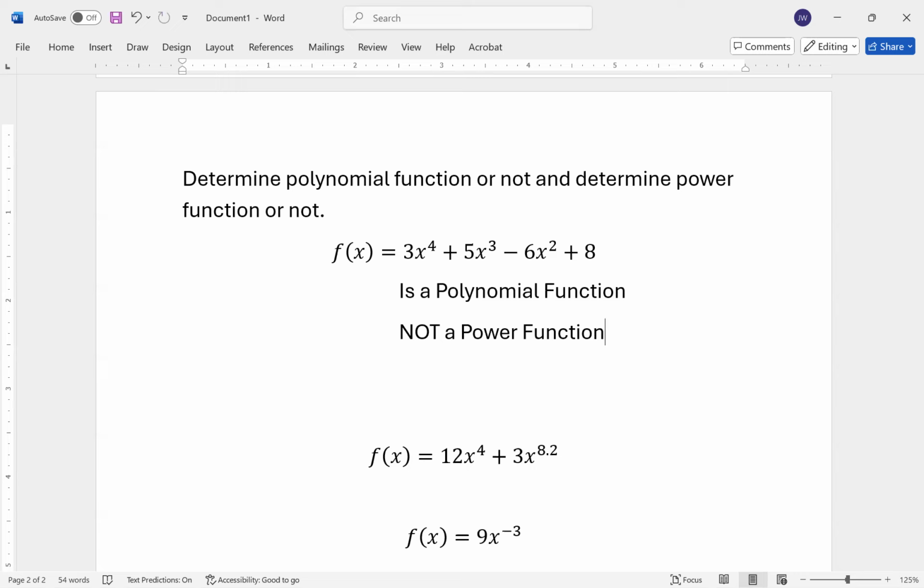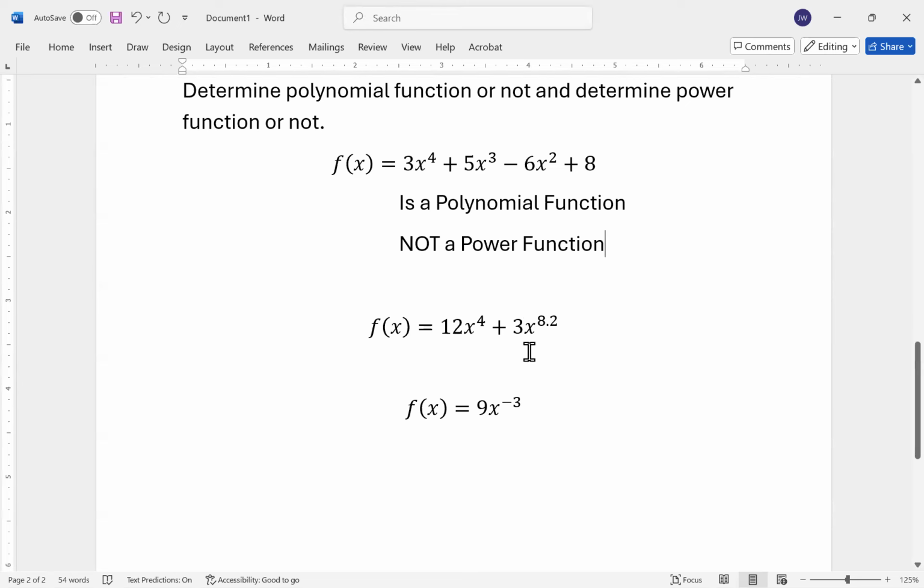Because a power function only can have one term. If this function only had that first term, then it would have been a power function. But since it has these other 3 terms, it cannot be a power function. So power functions have to have single terms. Once we've seen that, it's pretty obvious that this second function is not a power function either.